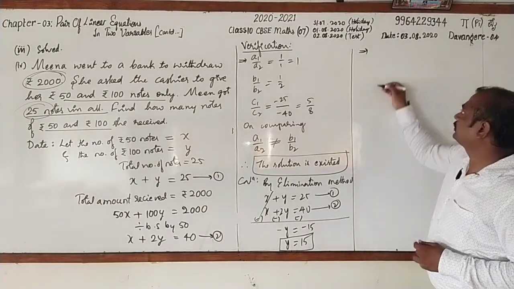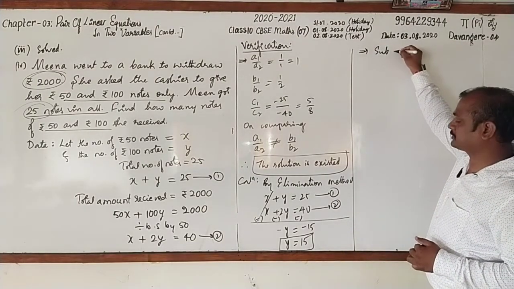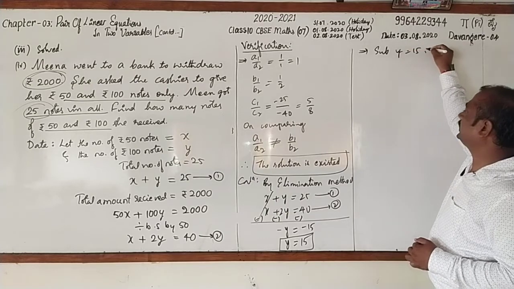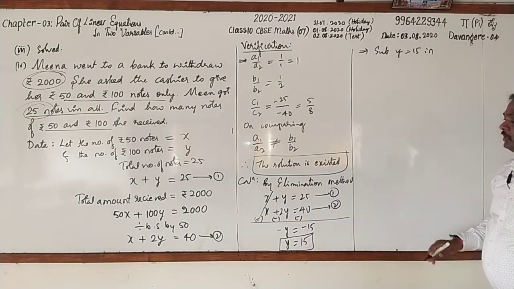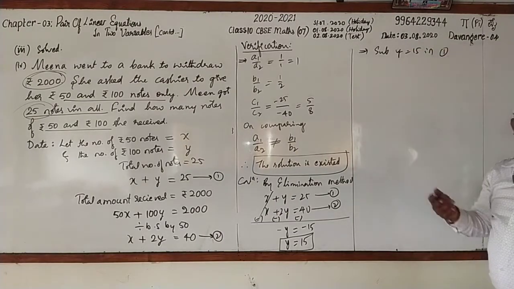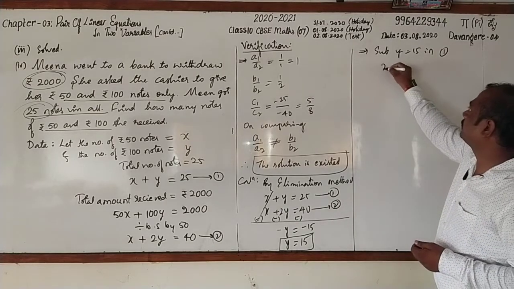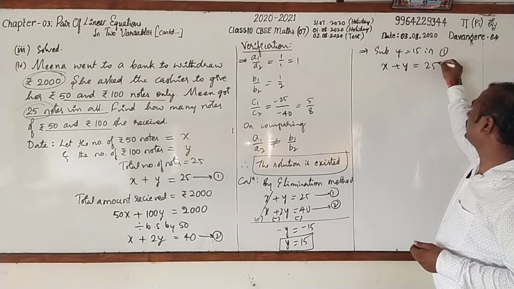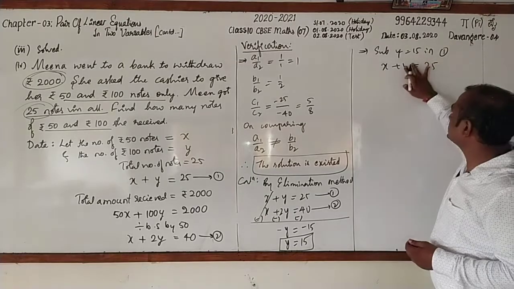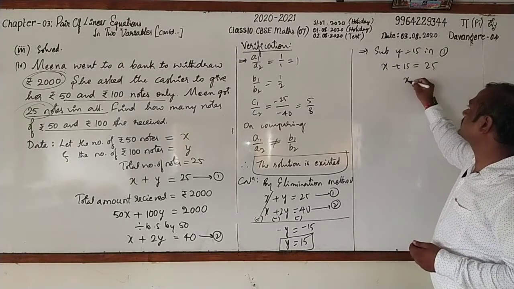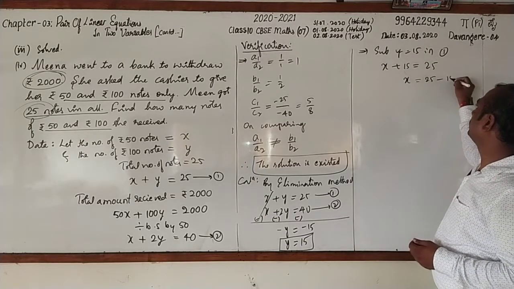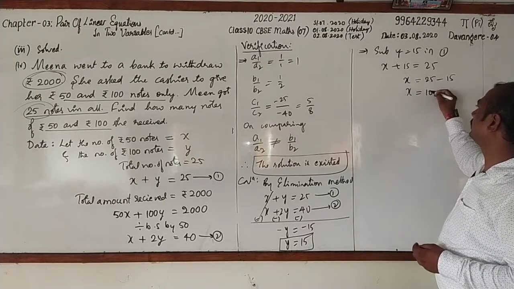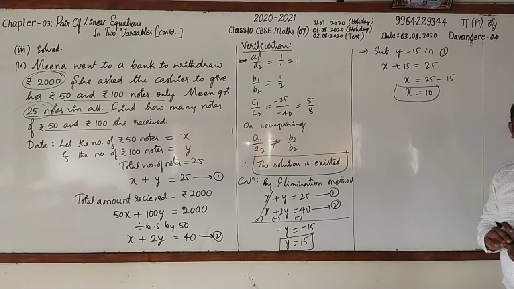After getting y, you can find out x by substituting y equal to 15 in either equation 1 or 2. Equation 1: x plus y is equal to 25. What is y? This is 15. Then x equals 25 minus 15. x equals 10. Clear?